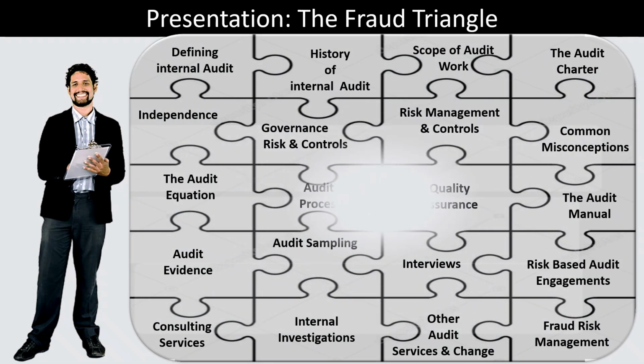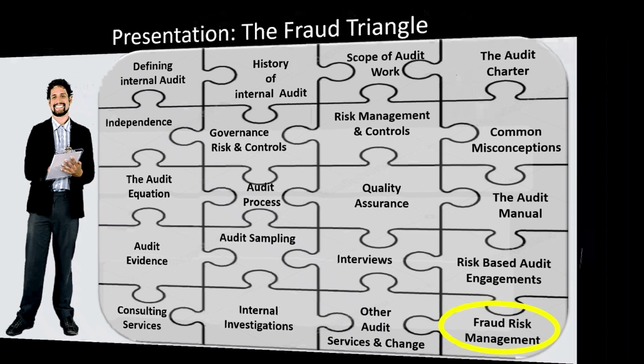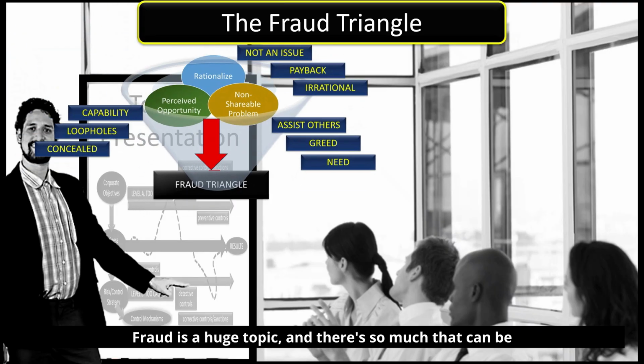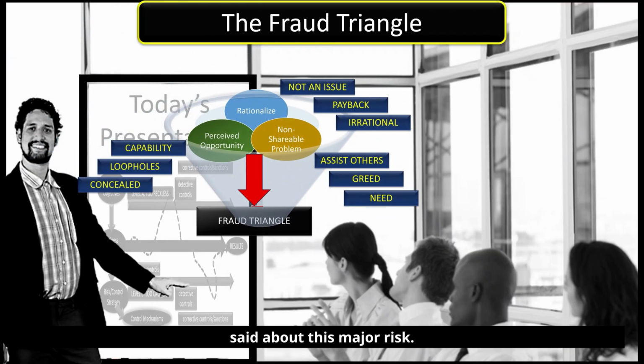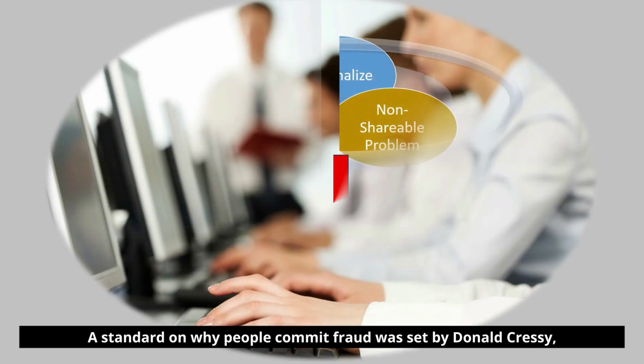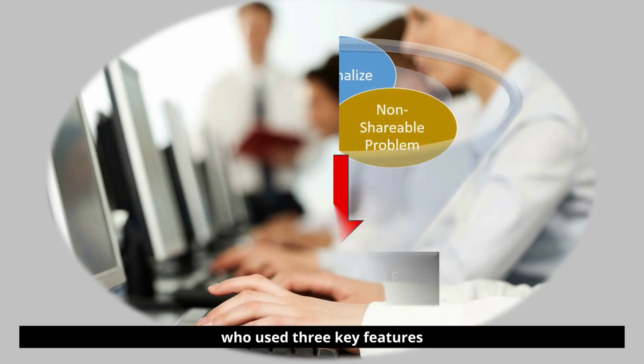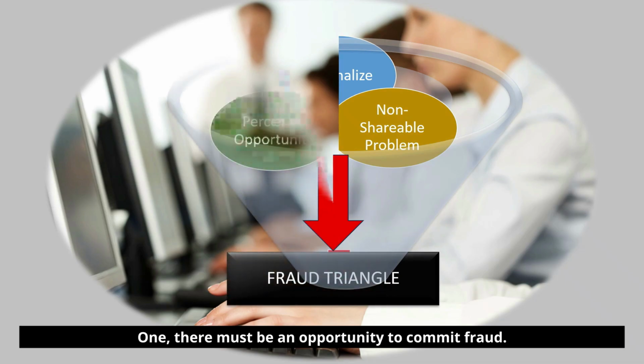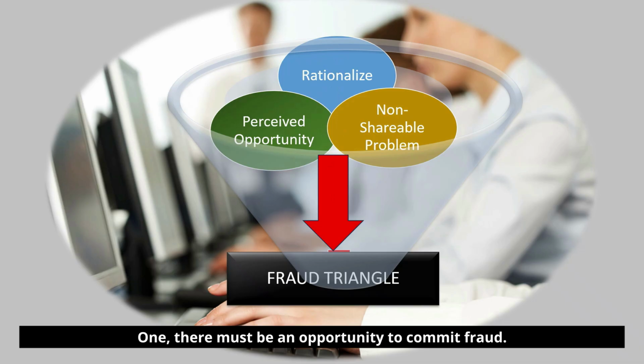Absolutely. As Diane has said, we only have time to deal with one aspect of fraud risk management, in this case the fraud triangle. Fraud is a huge topic, and there's so much that can be said about this major risk. We're only going to sweep through one model, a really useful tool called the fraud triangle. A standard on why people commit fraud was set by Donald Cressey, who used 3 key features to explain why fraud happens. 1. There must be an opportunity to commit fraud.